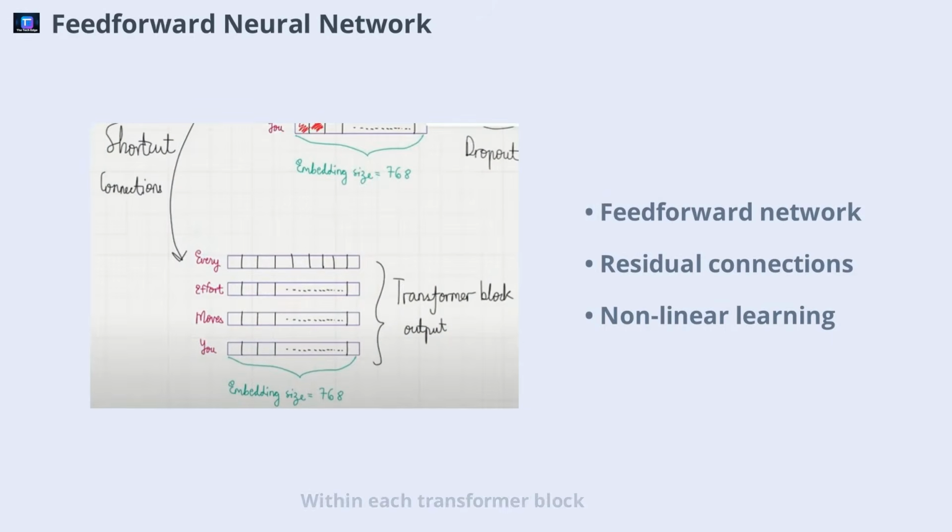Within each transformer block, the feed-forward neural network plays a vital role. After self-attention processes the input, the feed-forward network applies additional transformations, allowing the model to capture nonlinear relationships. Shortcut connections, or residuals, are used to help gradients flow through the network, preventing issues like vanishing gradients. This design enables deeper models and more effective learning.